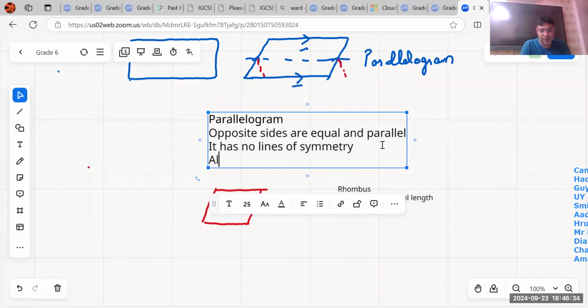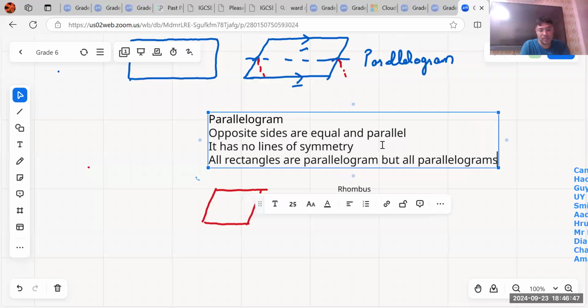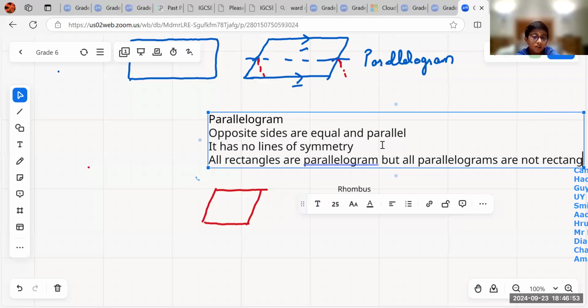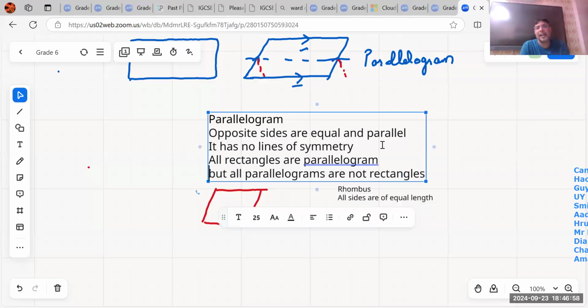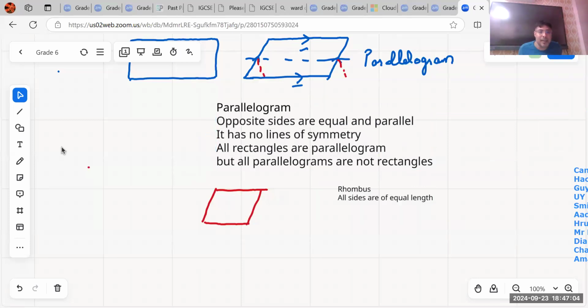One more thing, all rectangles are parallelograms, but all parallelograms are not rectangles. Understood? Basically, what is the definition of a parallelogram? Opposite sides are equal and parallel. It's a special case that if it is a rectangle, then it can have lines of symmetry.